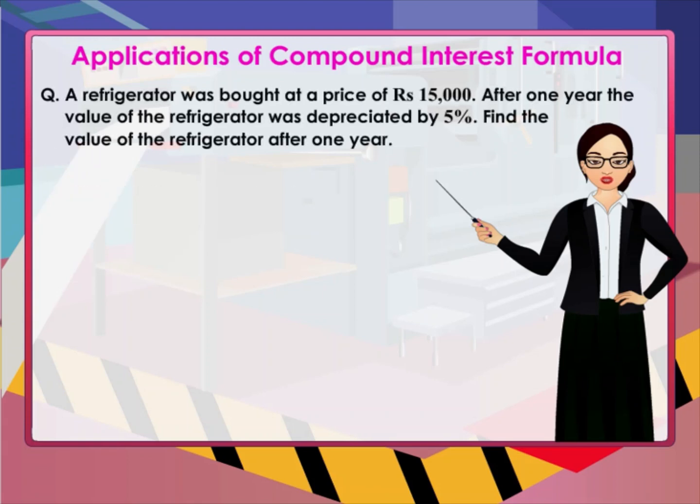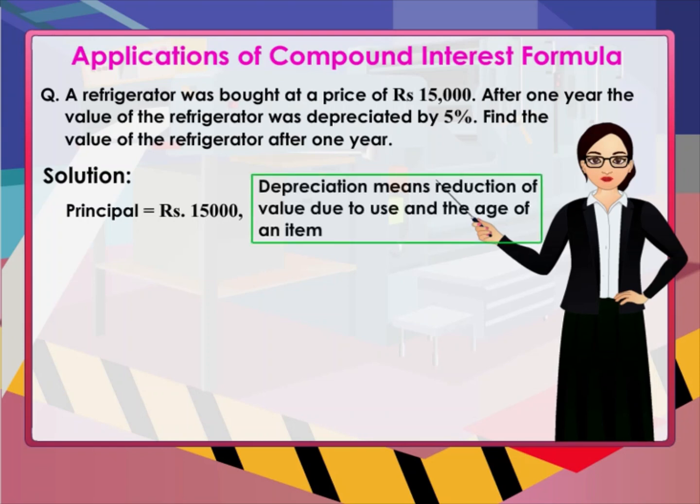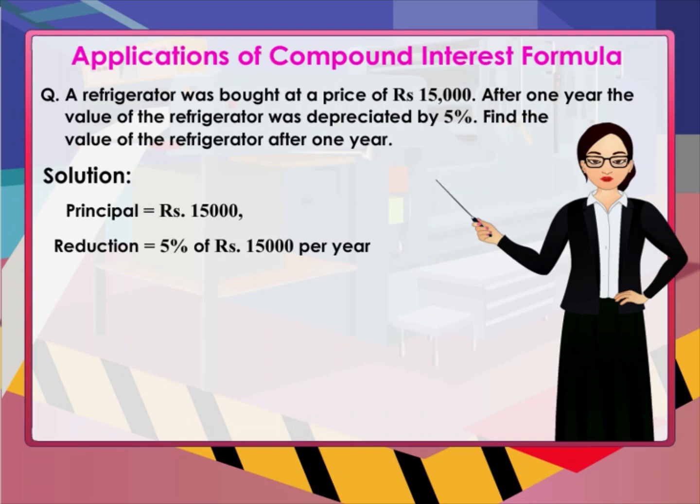Let us consider another example. A refrigerator was bought at a price of rupees 15,000. After 1 year, the value of the refrigerator depreciated by 5%. Find the value of the refrigerator after 1 year. Principal is equal to rupees 15,000. You know depreciation means reduction of value due to use and the age of an item. Here the reduction is equal to 5% of rupees 15,000 per year.